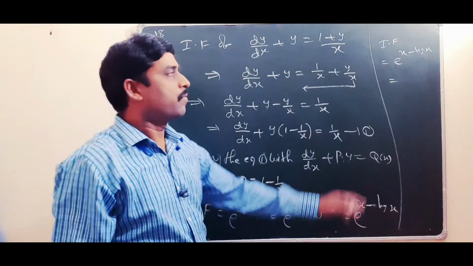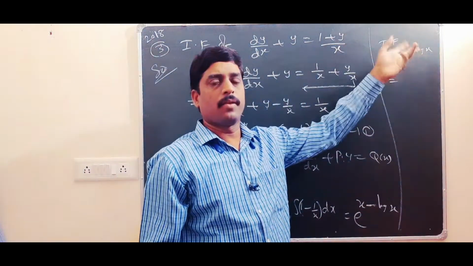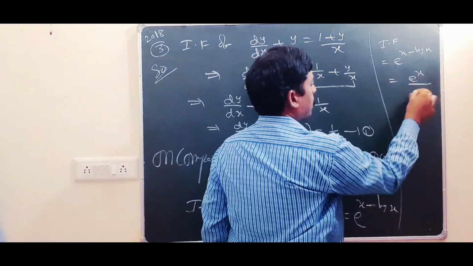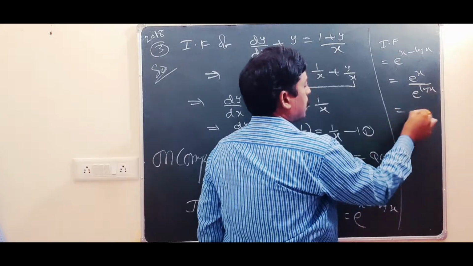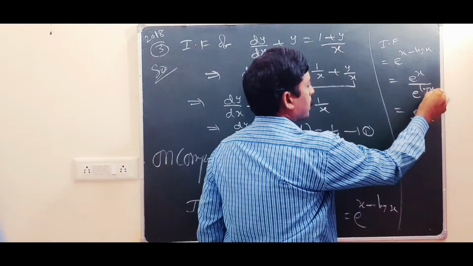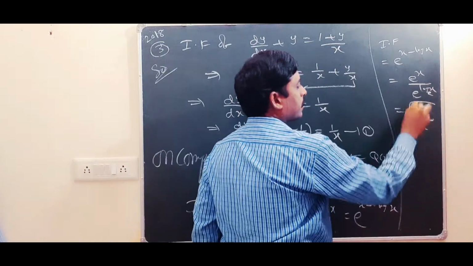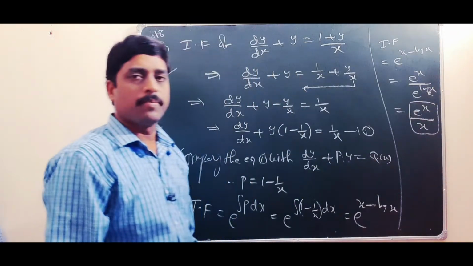This is in the form of a to the power m minus n, which is a to the power m by a to the power n. So e to the power x by e to the power log x. e to the power log x with base e is nothing but x. So what is the answer? e to the power x by x.